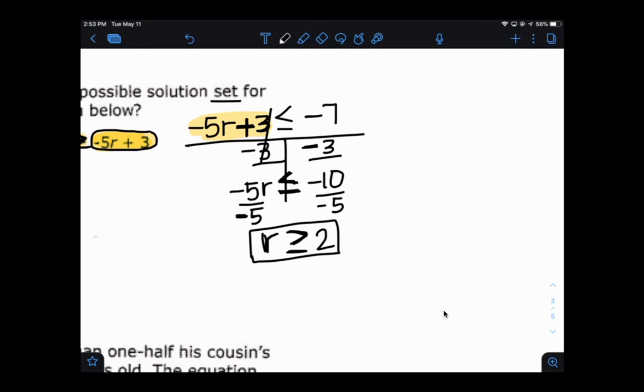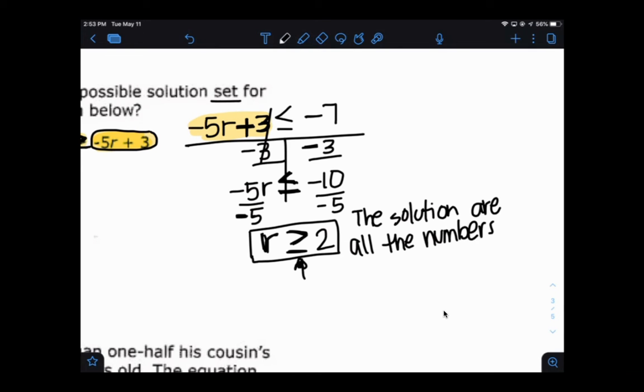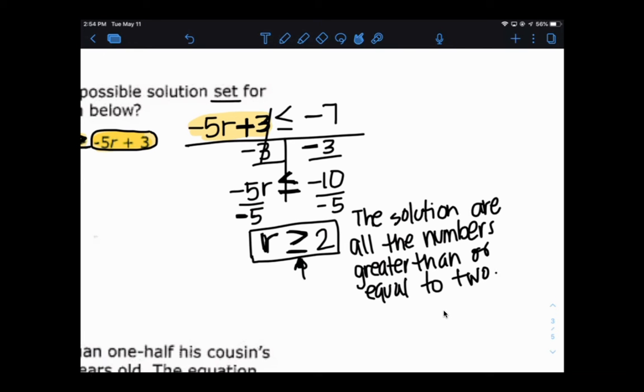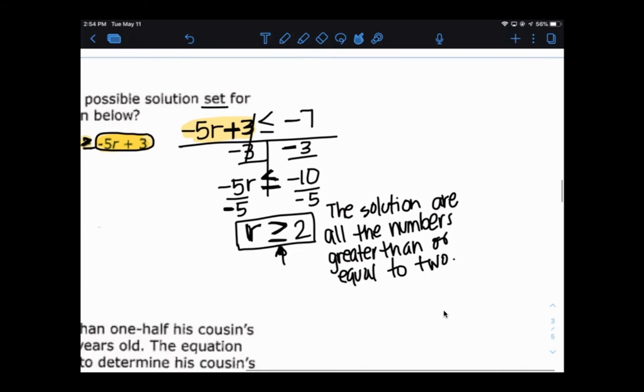The way we read this is the solution are all the numbers, right? And then you read the symbol. In this case, we're going to say all the numbers greater than, or in this case we have the equal, or equal to 2. So here the solution are all the numbers greater than or equal to 2.